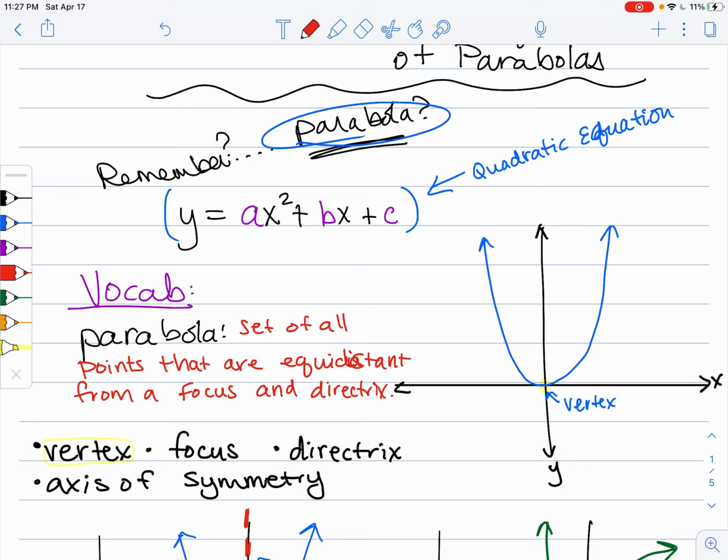There is a focus, and it's always inside of the parabola, and it's a point. We'll call this the F for focus. And there's a directrix, which is a line on the outside of the vertex. The thing that we know about them is they're equidistant from each other, and the value of this distance, we call that P. So the focus that we're looking for right here and the directrix right here is always a line.